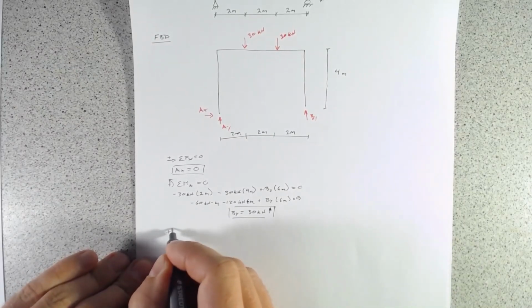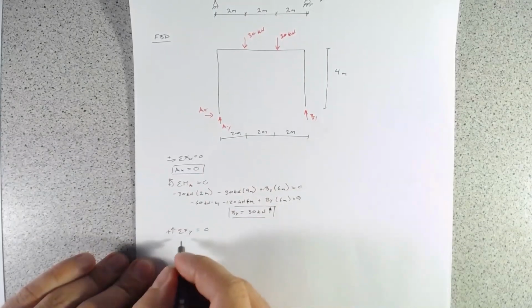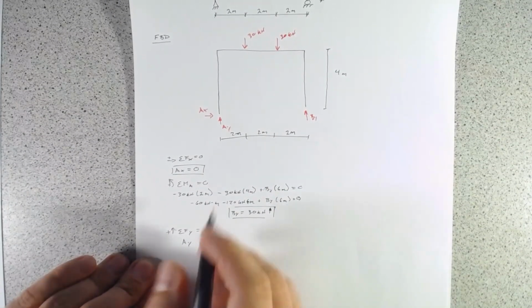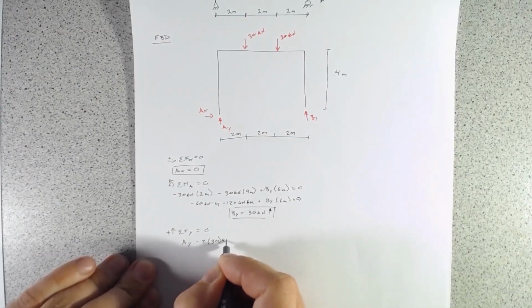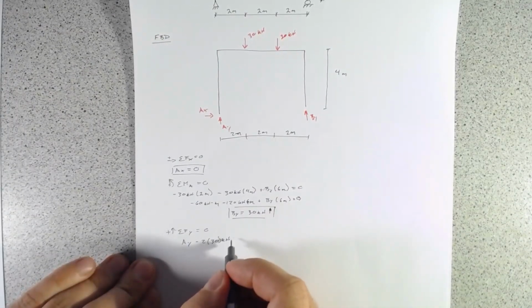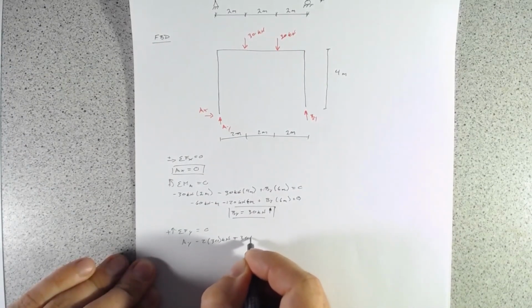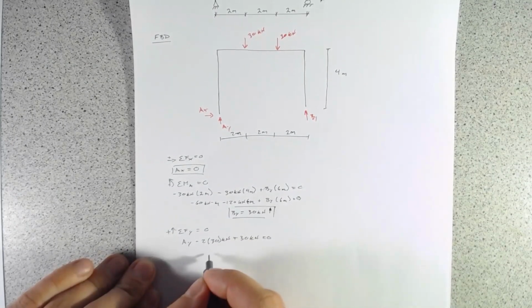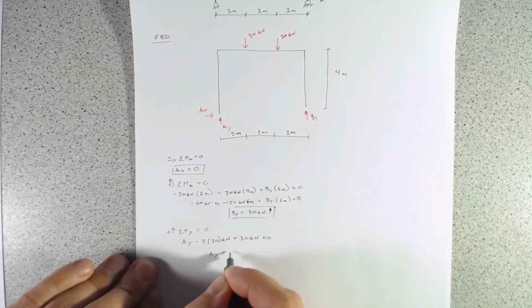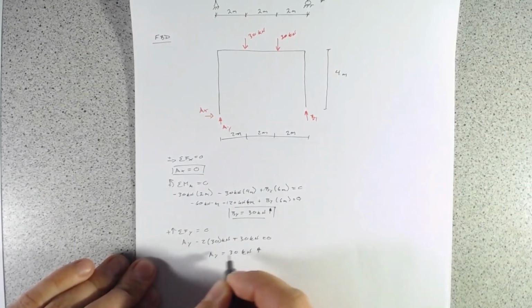And the sum of the forces in the Y equal to 0. Well, we have a positive AY minus 2 times 30 kilonewtons plus BY, which we just found to be 30 kilonewtons. All of that equals 0. Solving for all of this, we get AY equals 30 kilonewtons pointing up.